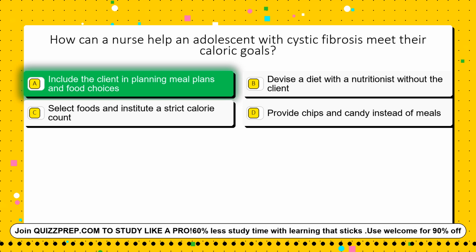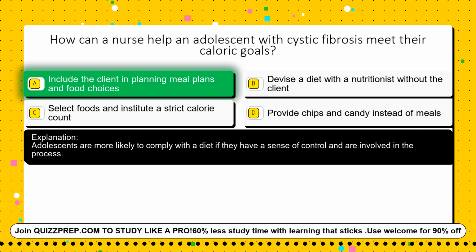The correct answer is option A. Include the client in planning meal plans and food choices. Adolescents are more likely to comply with a diet if they have a sense of control and are involved in the process.